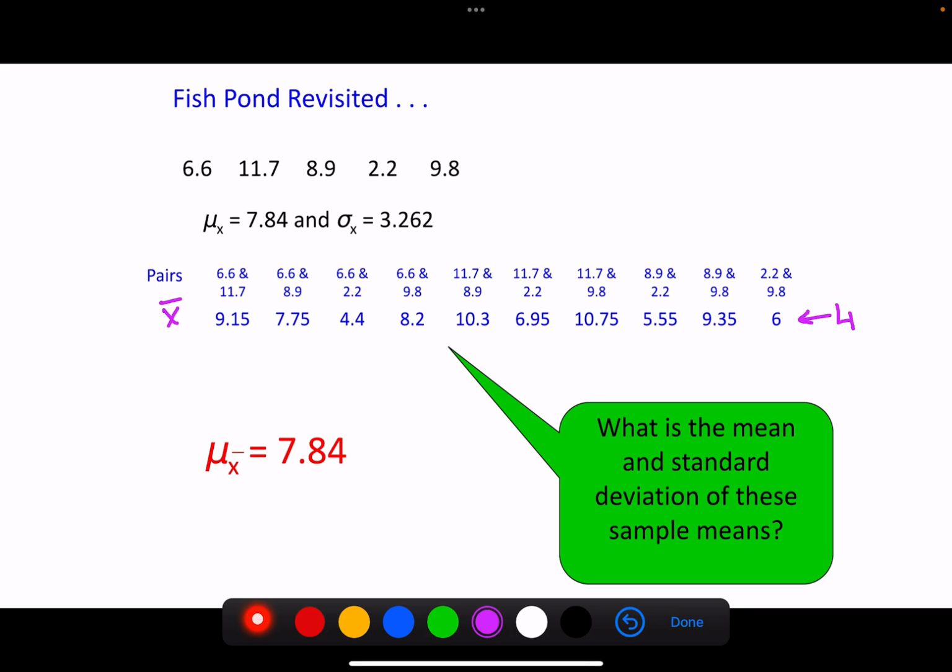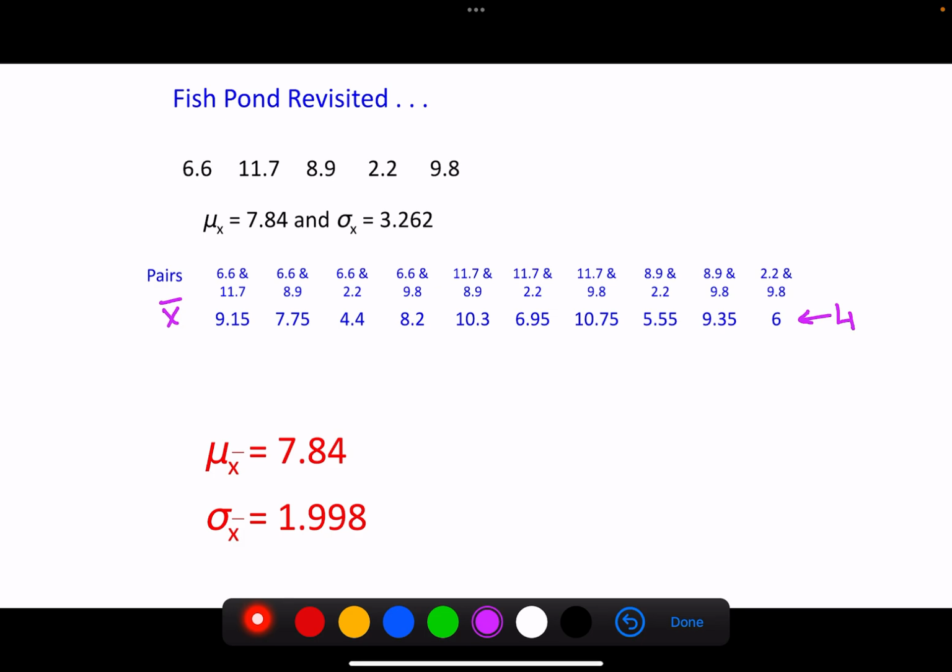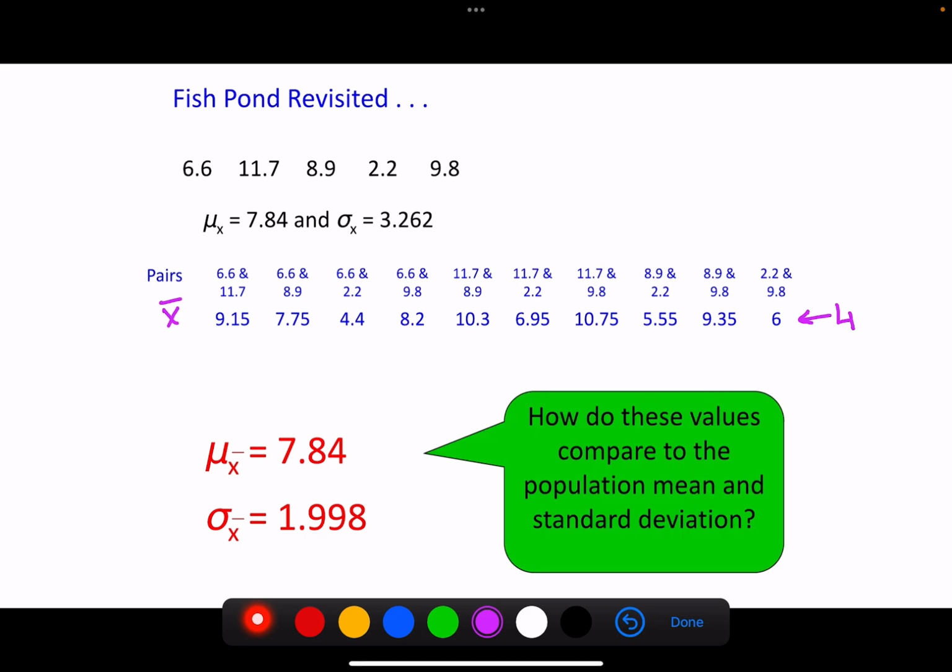You should have gotten a mean of 7.84 and a standard deviation of 1.998. How do these compare to the population mean and standard deviation above? Well, the mean is the same as above, but our standard deviation has decreased.